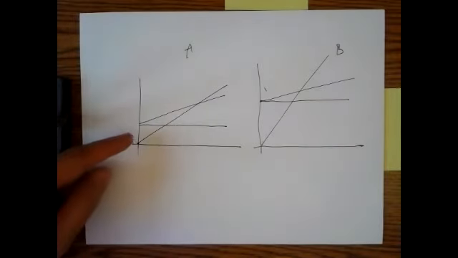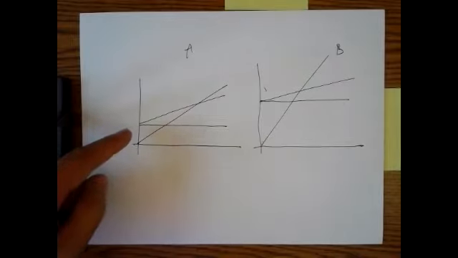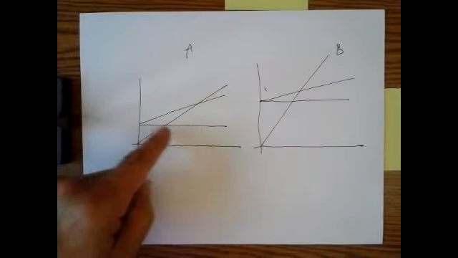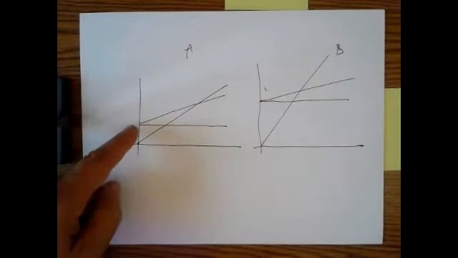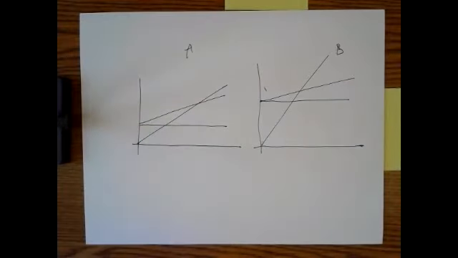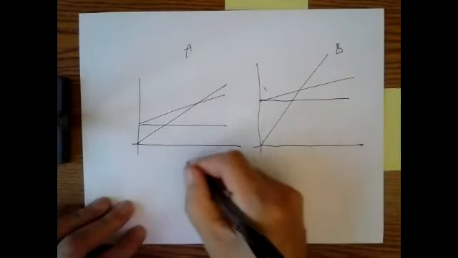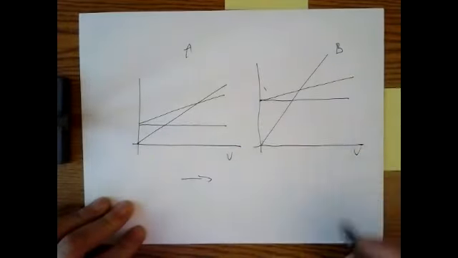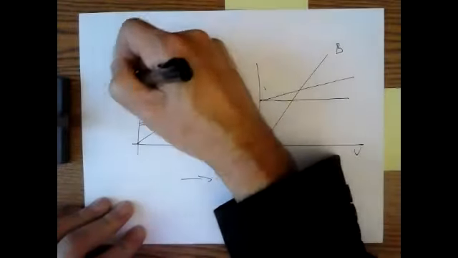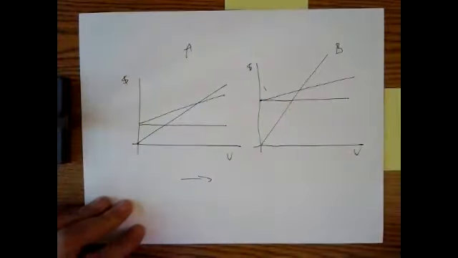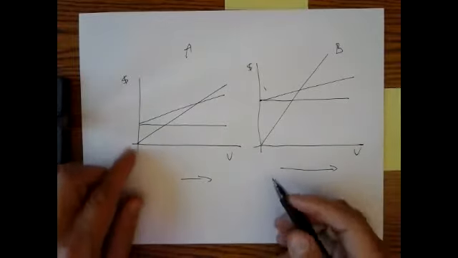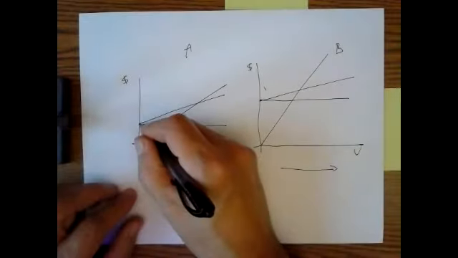If we look at A, where do we see the fixed cost documented on this graph? It is represented here as this horizontal line. Fixed costs are represented as a horizontal line because as we increase volume, the cost, which is what the y-axis represents, does not increase.